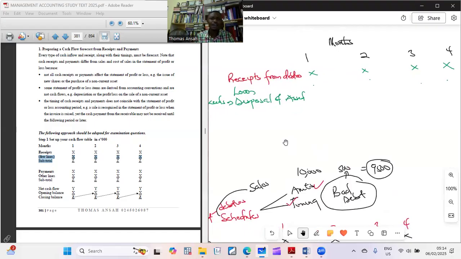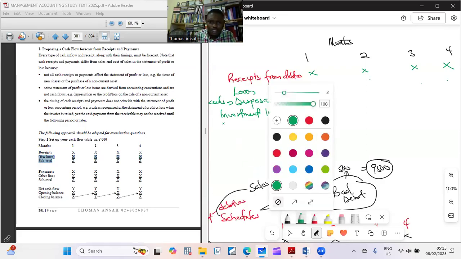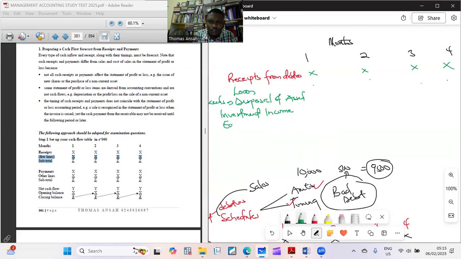Is that the only thing that can bring money into your business? No, you can get investment income. Let's say you invested money, the people have been paying you the interest, you can put it there. Or let's say the entity has a building, they give it out for rent. Any other money that is coming, you have to bring it in. Again, some people may even bring money into the business by introducing equity shares. When they buy shares, they give you money. So when they introduce equity capital, that one too is a cash flow that you can get.